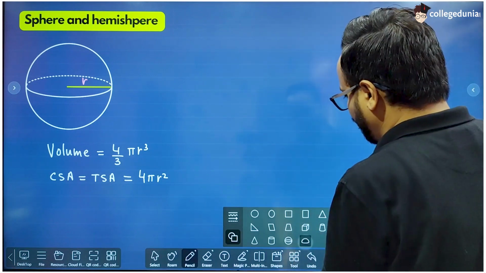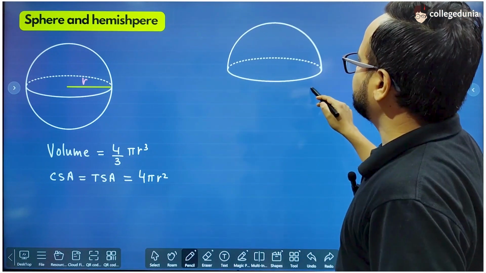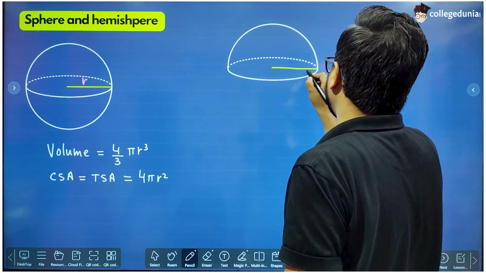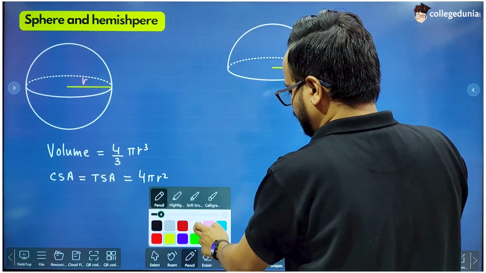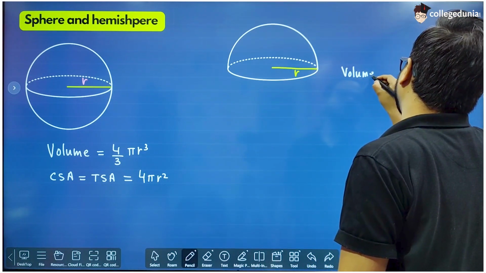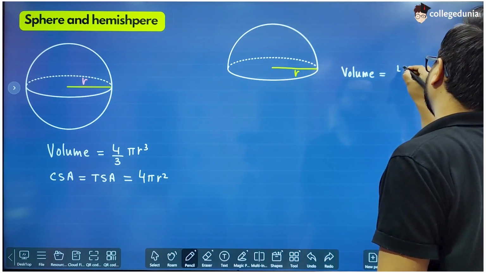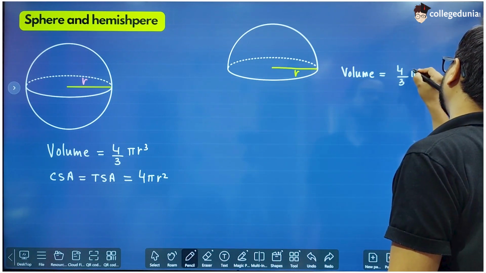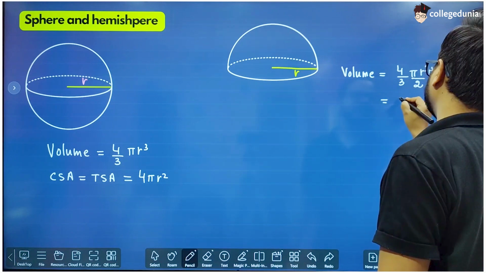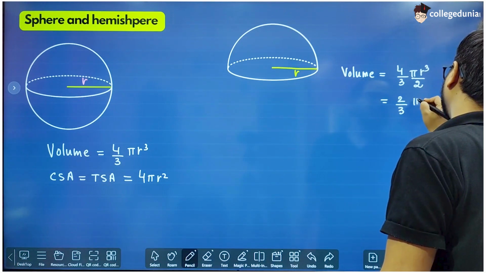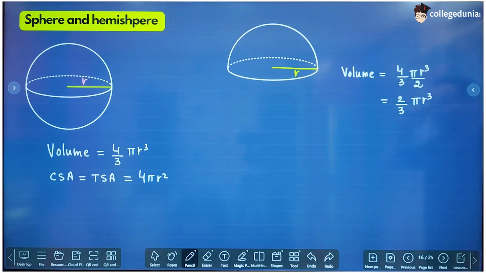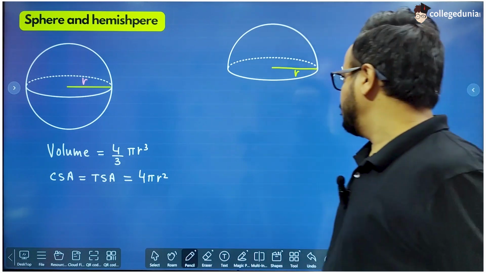So what about hemisphere? Half ball, a shape like this, is a hemisphere and radius of this hemisphere is r. So the volume of this hemisphere is obviously half of the volume of sphere, which is 4 by 3 pi r cube divided by 2, that is 2 by 3 pi r cube. So volume is 2 by 3 pi r cube.